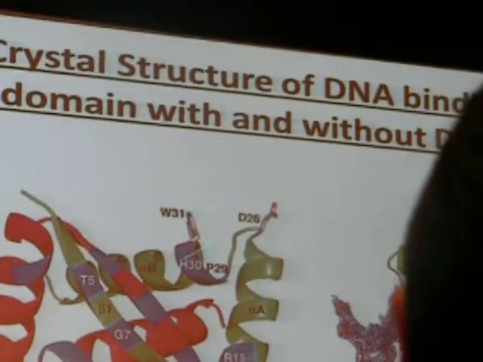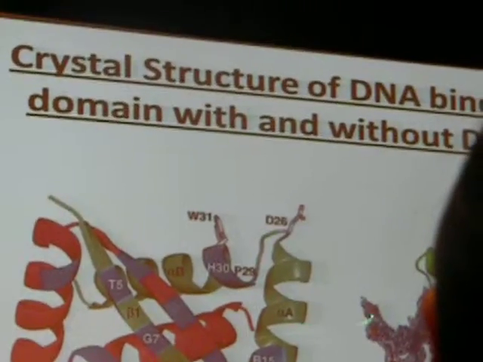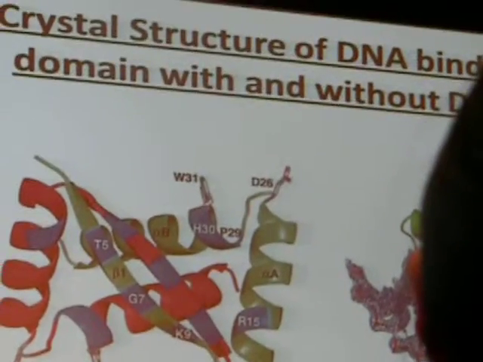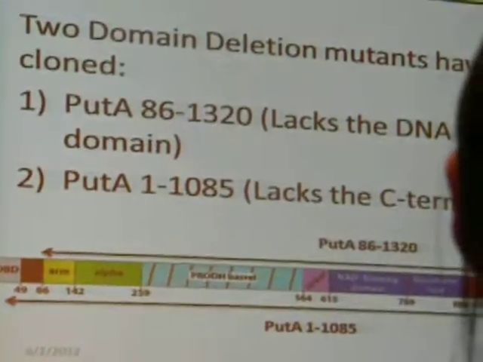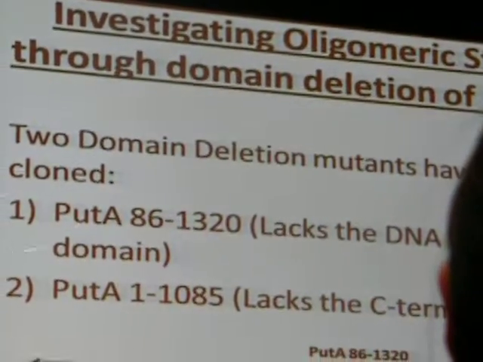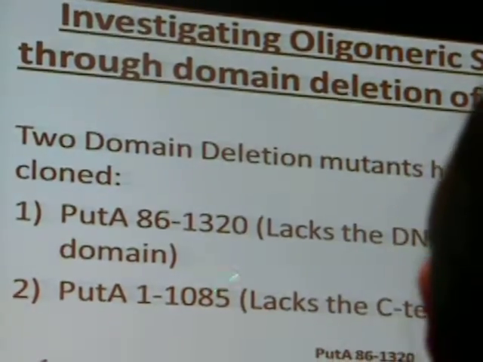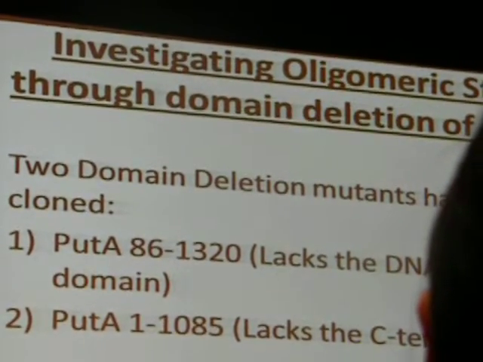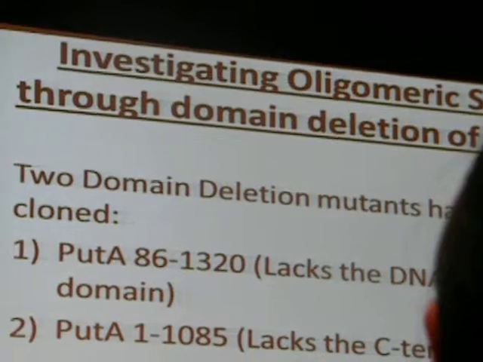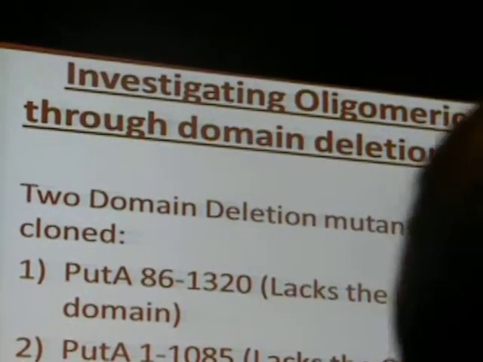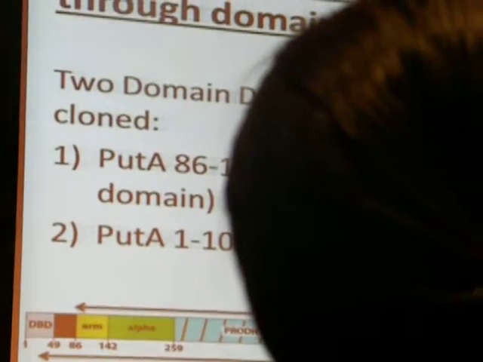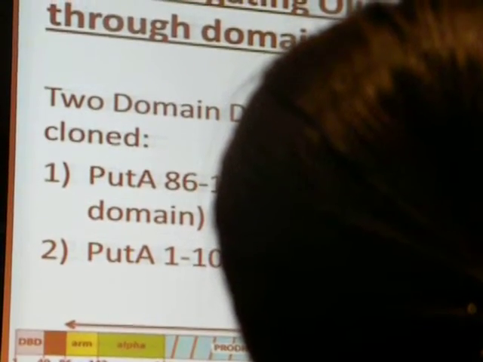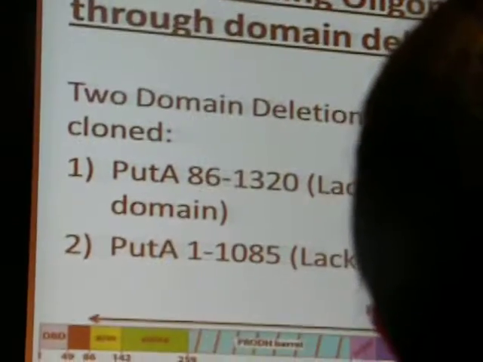As I already told you, the reverse helix N-terminal DNA binding domain is a dimer, and it binds to the DNA as a dimer. But I cannot take it for granted. So we made the following constructs. The first one is PutA 86 to 1320, which doesn't have the DNA binding domain. If the DNA binding domain is involved in dimerization, this truncation should be a monomer. The second truncation is PutA 1 to 1085, where I deleted this part and truncated up to here, and this kept the DNA binding domain. So that should be a dimer if the DNA binding domain is involved in dimerization.